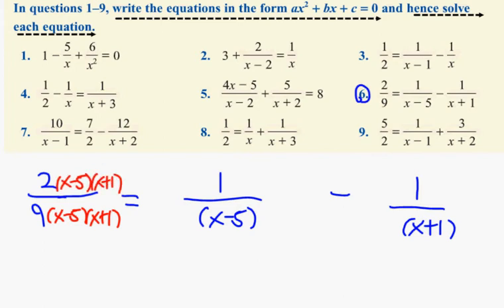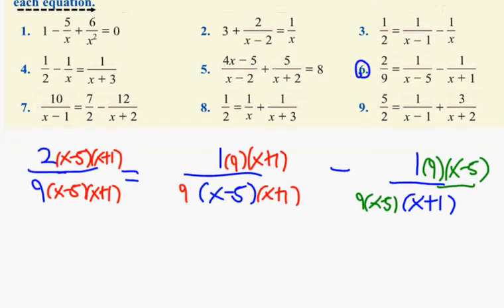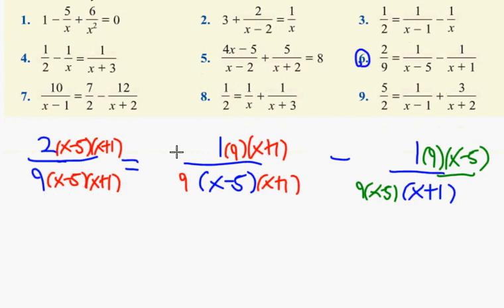What about over here? A 9 and an x plus 1. And then finally the other side: a 9 and the x minus 5. Okay, grand. Here's how you do this, guys. What can happen to all the denominators? Why are they allowed to cancel in this particular case?